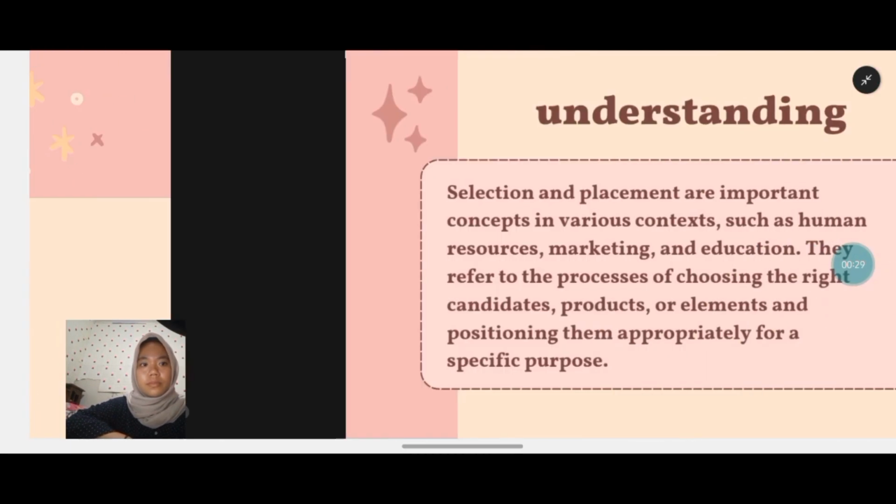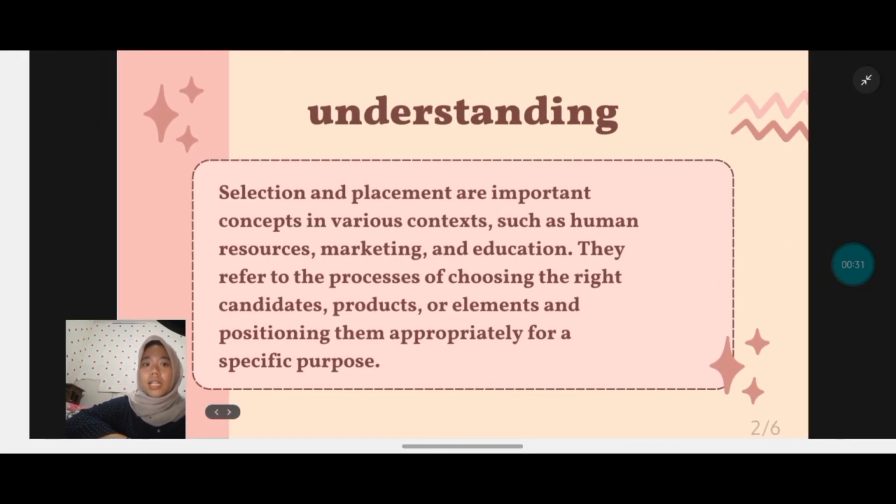First, understanding. Selection and placement are important concepts in various contexts such as hiring and recruitment, marketing, and education. They refer to the process of choosing the right candidate, product, or element and positioning them appropriately for a specific purpose.